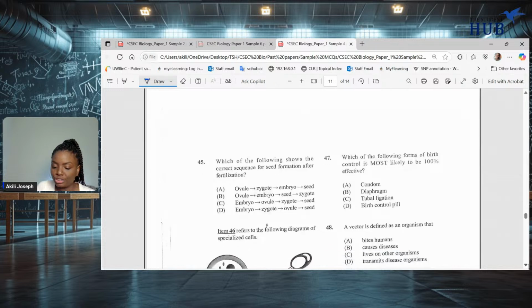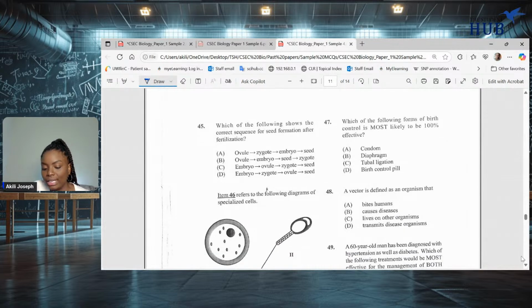45. Which of the following shows the correct order for seed formation after fertilization? This is giving deja vu, but just make sure the options are correct. It's going to be A: you have your ovule first, then your zygote, then the embryo, then the seed.